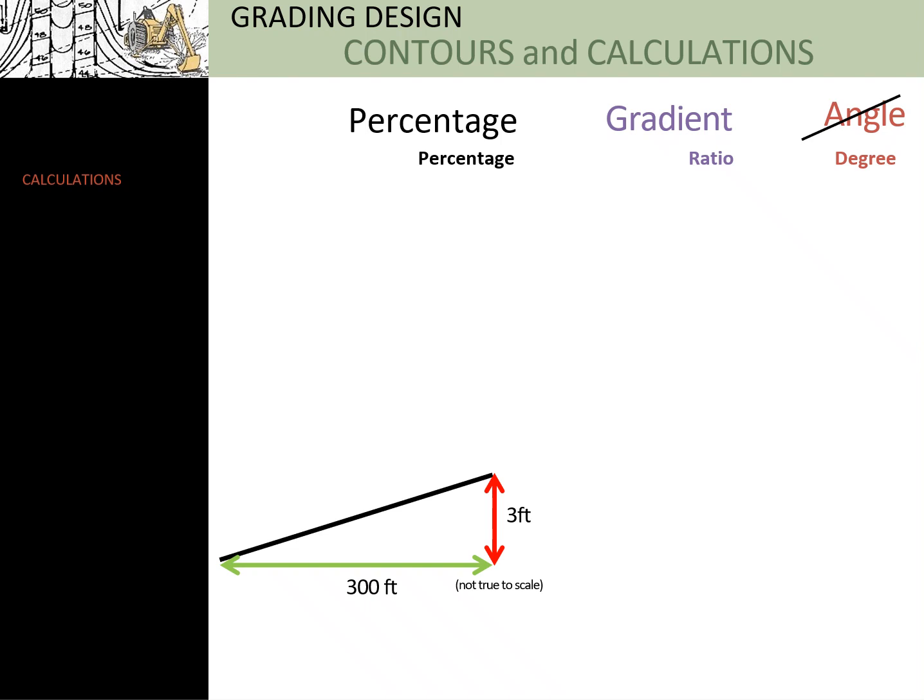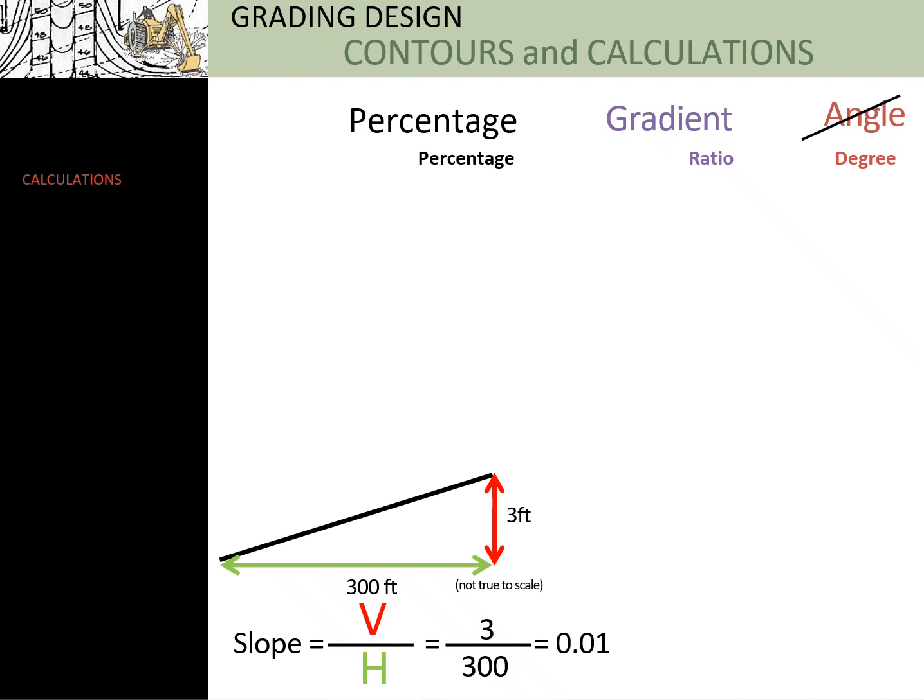Suppose we have a uniform slope. For every 300 feet of horizontal distance, the vertical distance changes by 3 feet. By plugging the values into the formula V over H, or raise over run, we would come to a decimal value, 0.01. So now we can decide which way to represent this slope.